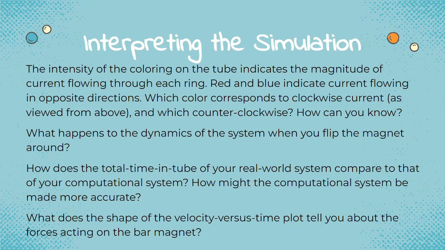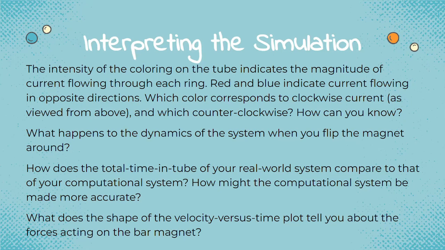How does the total time in tube of your real-world system compare to that of your computational system? How might the computational system be more accurate? The real-world system is similar to the computational system, but is 25% less. That was my result. The computational system is more accurate because it gets rid of human error, air resistance, and external forces.